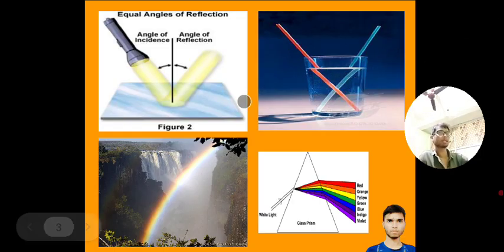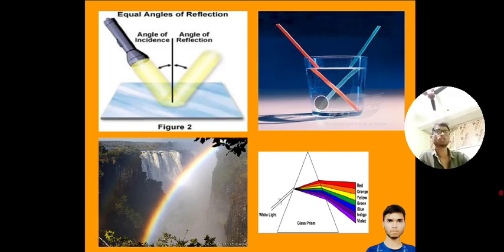Now next we have this figure. In this figure, what is happening? Here you can see this is bending. Here this is looking strange. So it is possible because of the medium. And here we took a glass which is transparent. It is more possible when we take a transparent object.